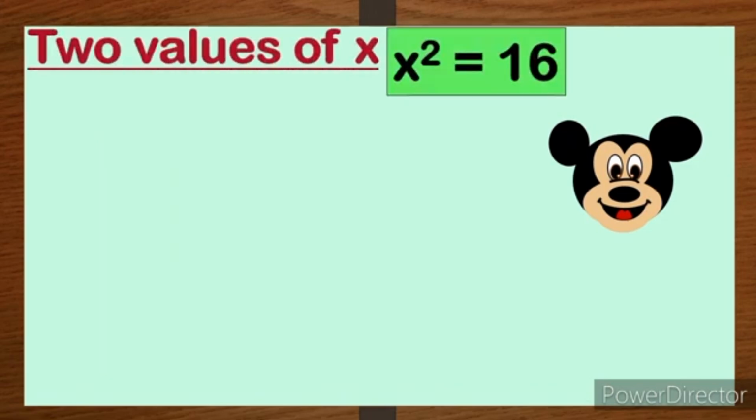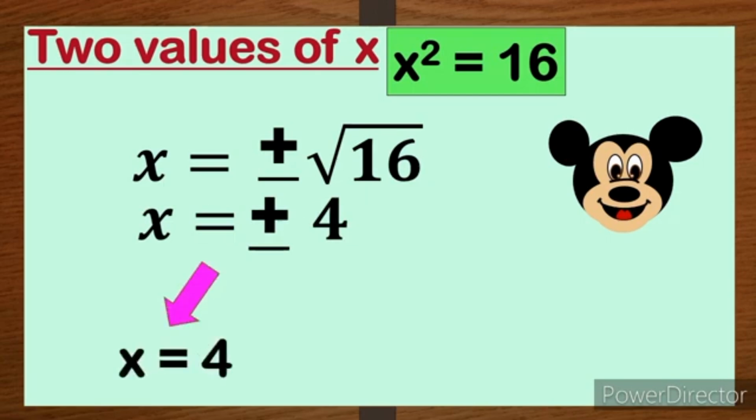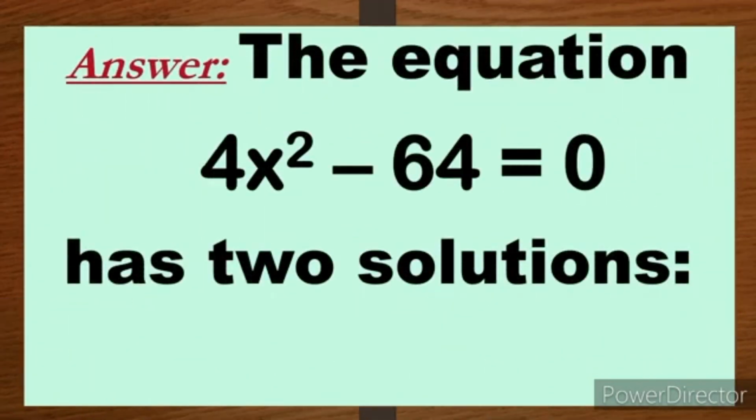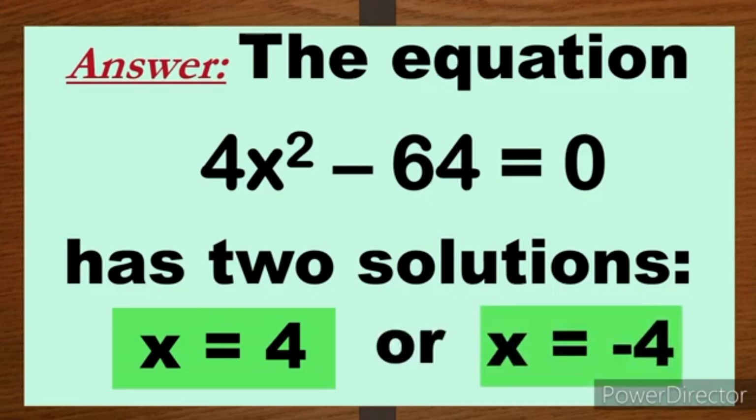We now have two values of x because k is positive. We have x squared equals 16. Therefore, x equals plus or minus the square root of 16. The square root of 16 is 4, so x is equal to plus or minus 4. The two values of x are x equal to 4 and x equals negative 4. And now, the answer: the equation 4x squared minus 64 equal to 0 has two solutions, and they are x equals 4 or x equals negative 4.